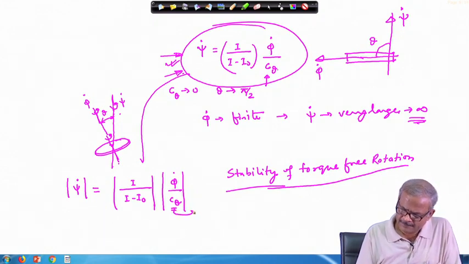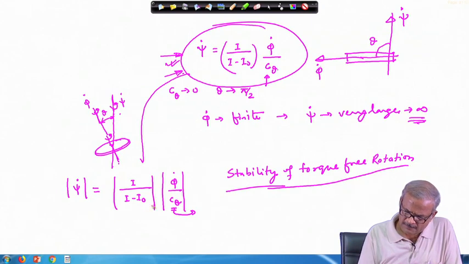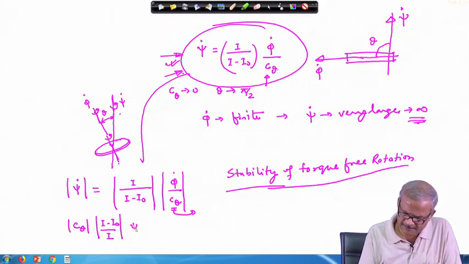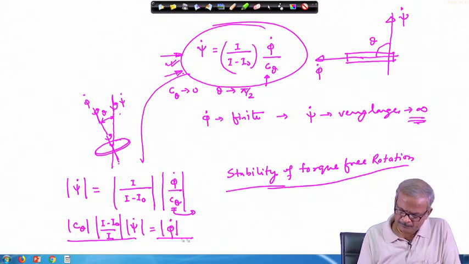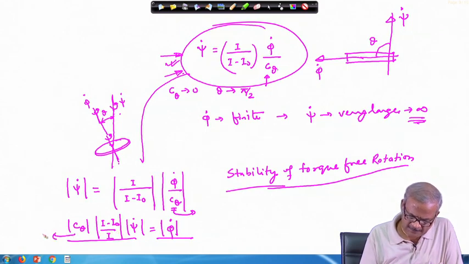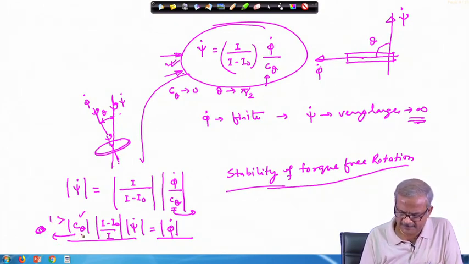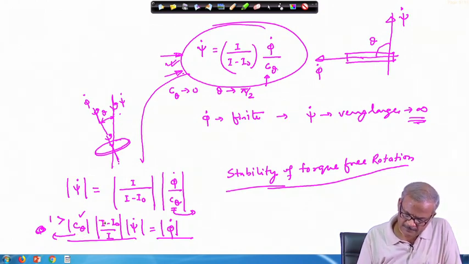Now, this quantity, what we will do is bring this whole thing on this side. So, maybe cos theta is written here, and (I minus I0) divided by I is written here, and psi dot magnitude equals phi dot magnitude times this. Now, look at this equation. This quantity is always less than 1, because it is a cos theta. So, either it is positive or negative, this is bound to be less than 1.